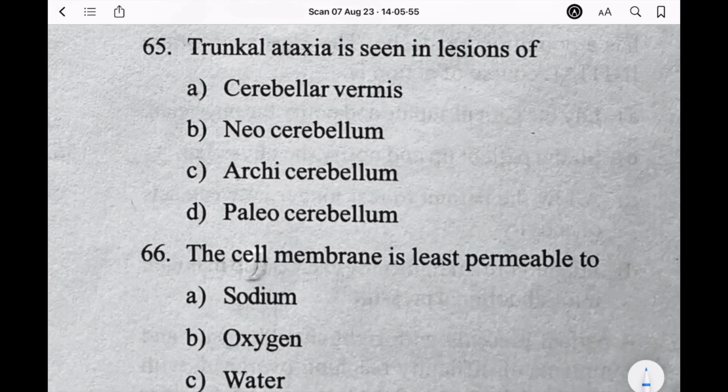Question number 65. Truncal ataxia is seen in lesions of. Options are cerebellar vermis, neocerebellum, archicerebellum, or paleocerebellum. So the correct answer is A. Cerebellar vermis.